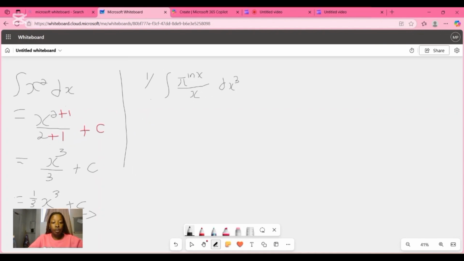So integrating this one, you're going to use the substitution method. We're going to let u equals, let me write it properly. Let u is equals to ln x.